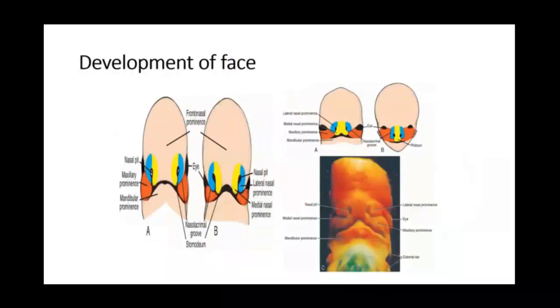Even in this picture, the nasal pit is there, that gives rise to the lateral nasal prominence, medial nasal prominence, then you have the stomodeum, you have the maxillary prominences, and then you have the mandibular. You can see in this picture very clearly that the ear starts to develop at the first arch. The first cleft is slightly lower down. This is then ultimately going to shift upwards.